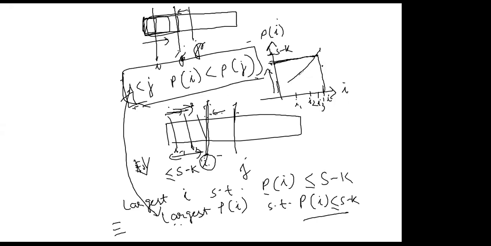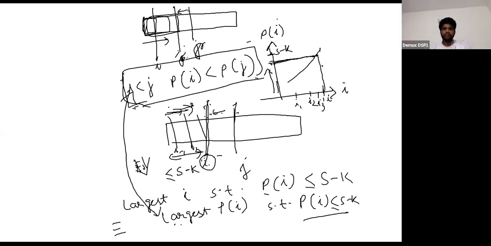Sir, I was saying that you have written i less than j. It should be i1, i2. Yeah, if this is another j. This j is different from that j. Okay, keep it i1, i2. Yeah, you're right.